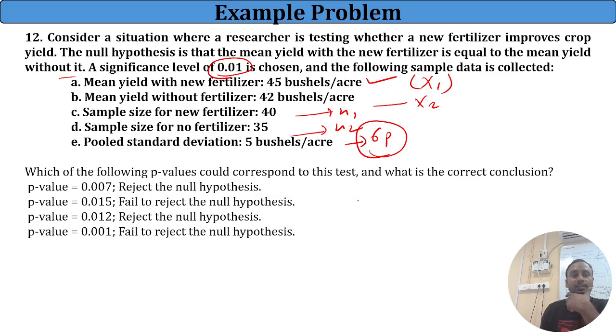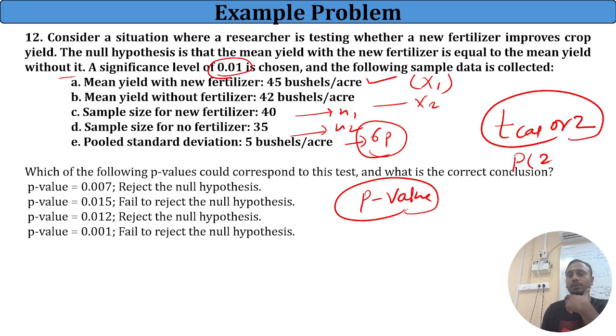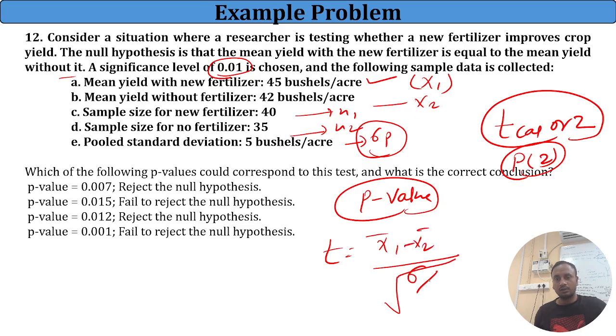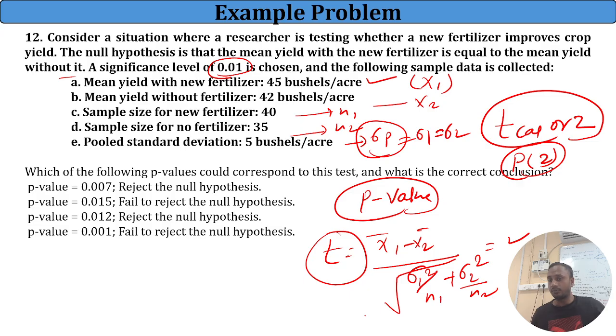So now they're asking to calculate the p value. Last time we calculated the t or the z value, no? So now we have to calculate the p of t. It's just an extension of the last question. Can you do it? t will be x1 minus x2 over the square root of sigma square by n1 plus sigma square by n2, where sigma 1 is equal to sigma 2. So again you can calculate the t value, and based upon this t value you have to find out the probability.